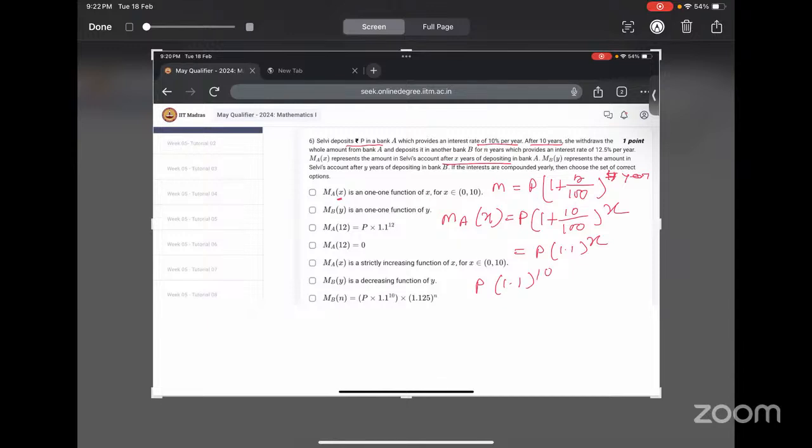And then we will deposit in bank B. That means this is the primary amount for bank B, right? So MBY will be first primary amount power 10, then the same formula. For bank B, what is the rate of interest? 12.5. So 12.5 by 100 per year, right? Now we have both the formulas, so now we can check the answers, right? Now you can do it by yourself, right?